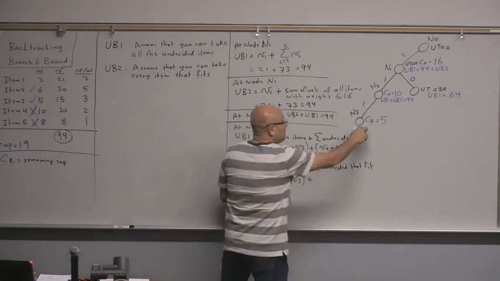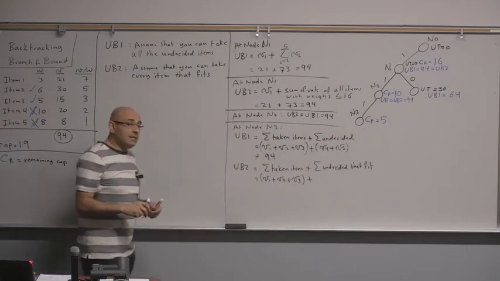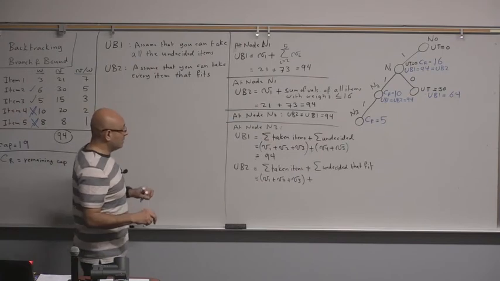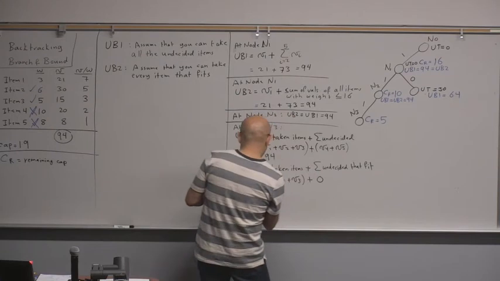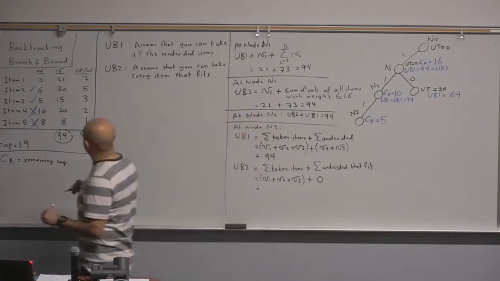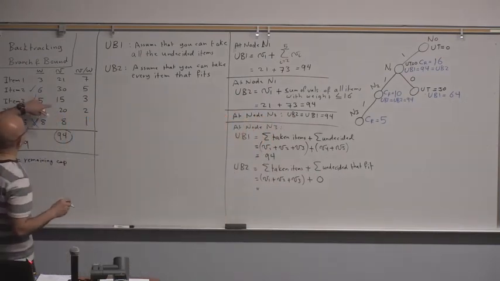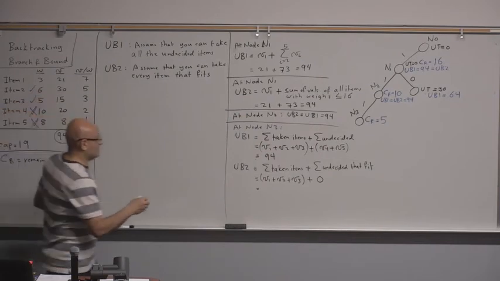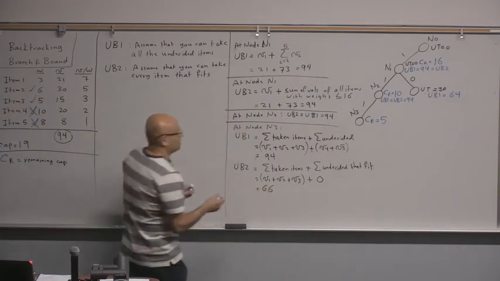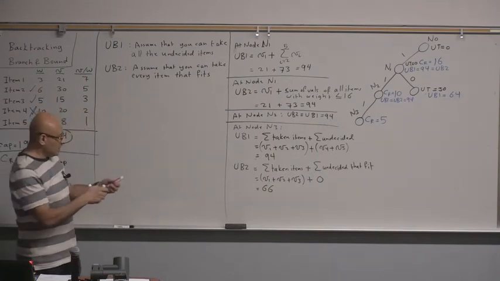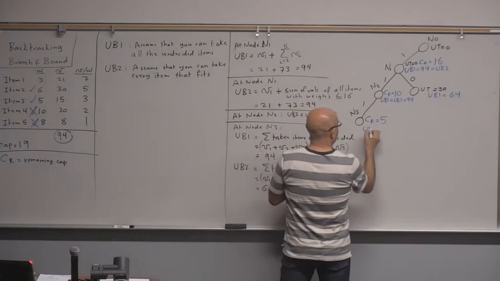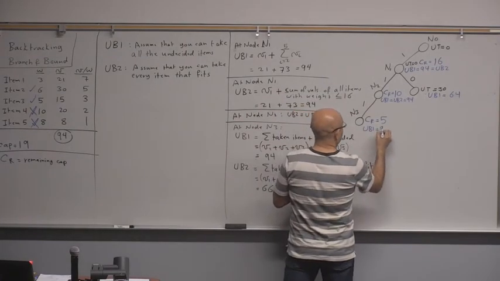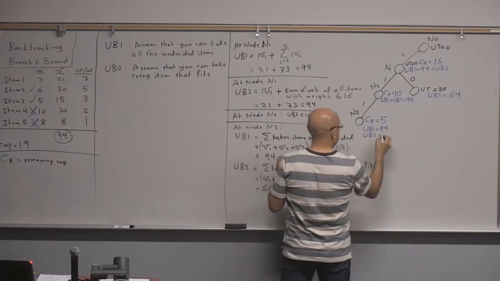So at this node, this deep in the tree, we're seeing a significant difference between upper bound 1 and upper bound 2. So upper bound 2 is going to be the sum of the first 3 items, which is 51, 56, 66. Okay, so now at this node, now we have a difference. UB1 equals 94. UB2 equals 66.